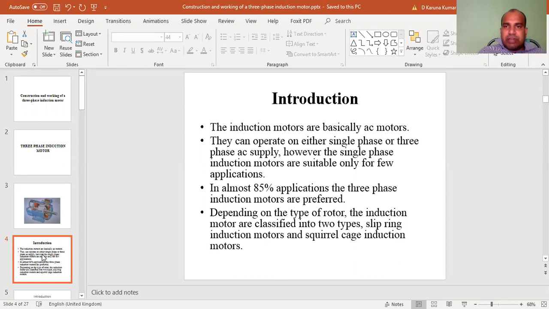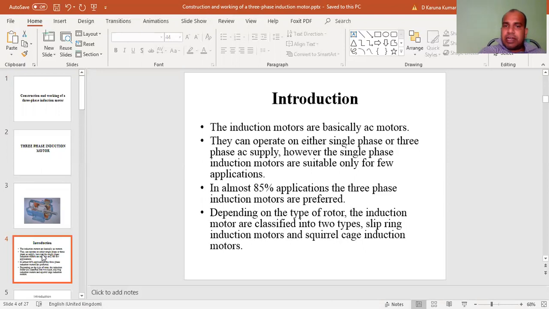However, the single-phase induction motor is suitable for only a few applications. But the three-phase induction motors are used for more than 85% of applications and are preferred. The most common motors are AC motors, or induction motors.